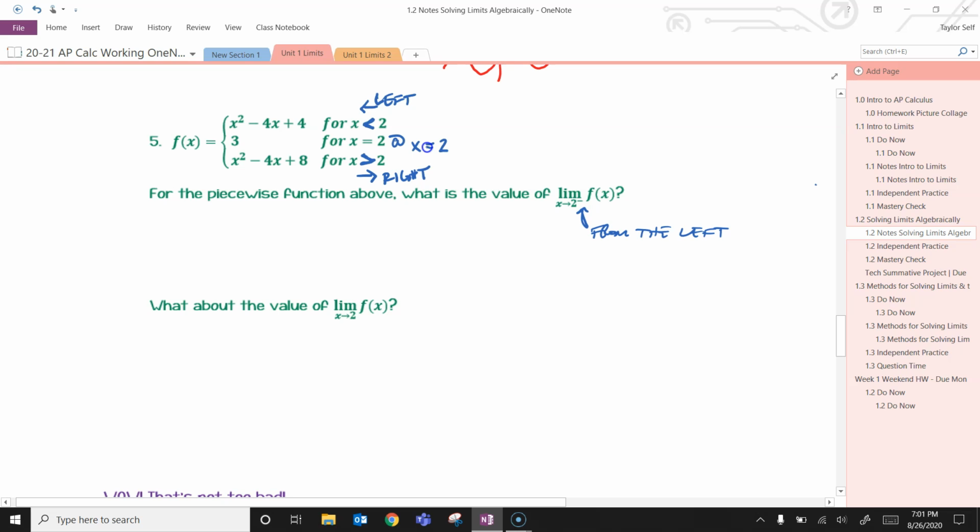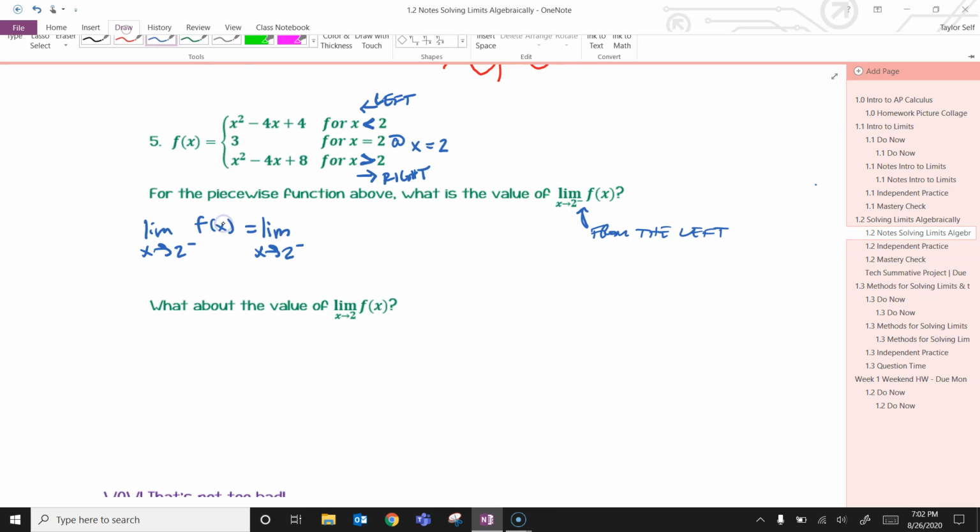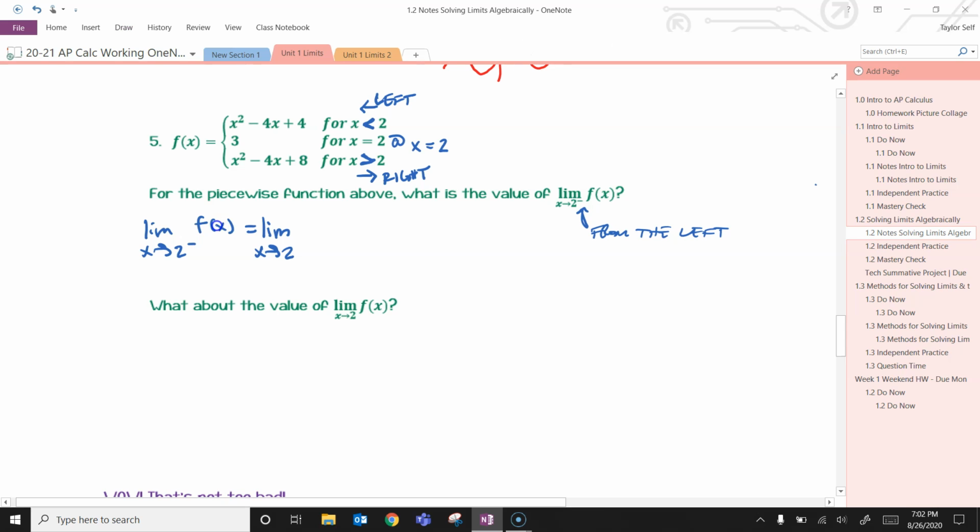Okay, so we're trying to find the limit as x approaches 2 from the left. Make sure you do not drop your limits. You have to keep writing the limits every time. On the AP exam, they'll take points off if you don't write your limit every time. It's kind of annoying, but it is what it is.